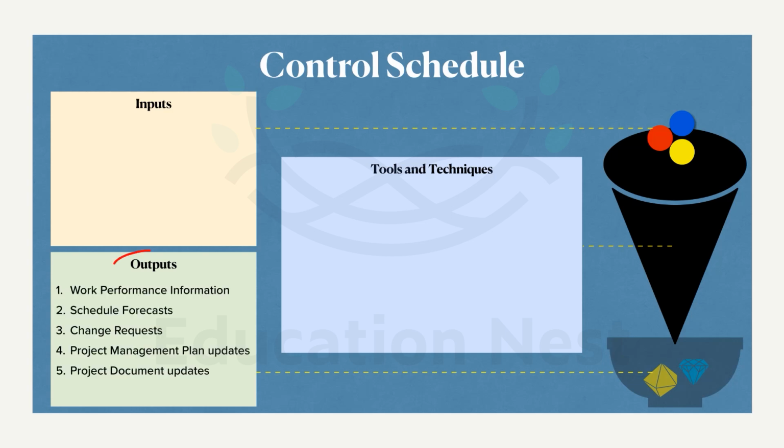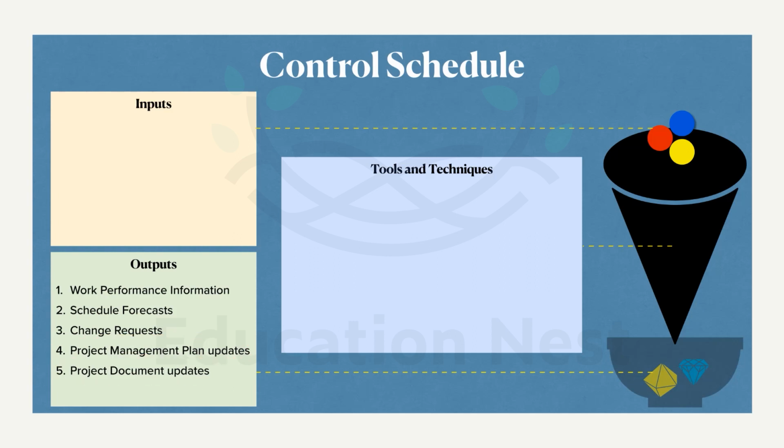What do we have for the outputs? Work performance information. I think we have discussed what work performance information is. Schedule forecasts. There was something else before the project, and we need to estimate the forecasts now. So that's about it. Nothing much to learn here. Change requests we have to update at the end of this process. Project management plan we have to update. All the project documents we have to update.